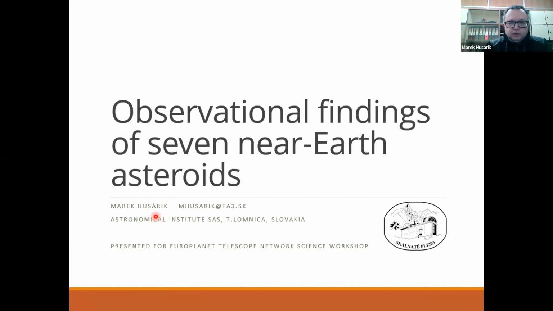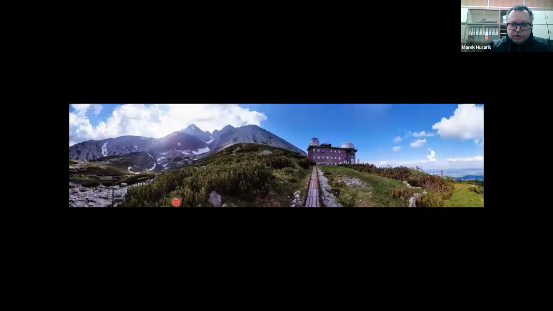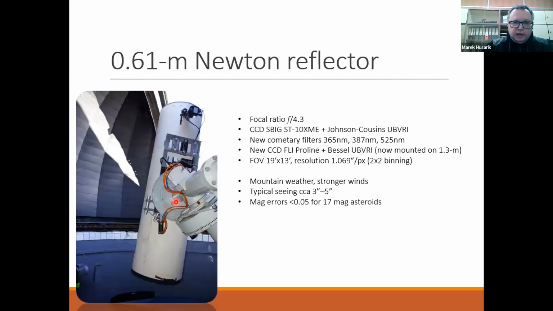The topic of this presentation is observational findings of seven asteroids. Here is the picture of our observatory, which belongs to the Astronomical Institute of the Slovak Academy of Sciences. It is a typical image in winter, and now it is in summer. We have two main telescopes. This is a smaller 61 centimeter Newtonian reflector.